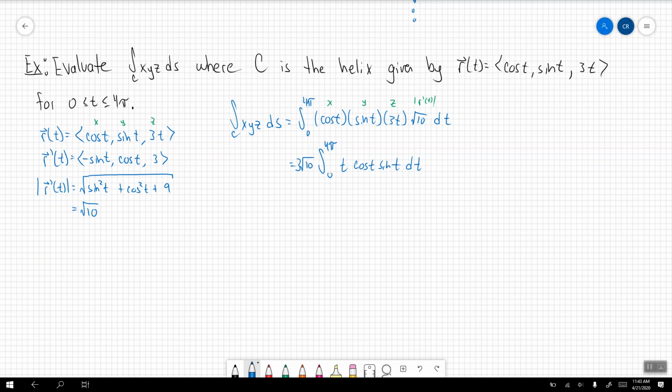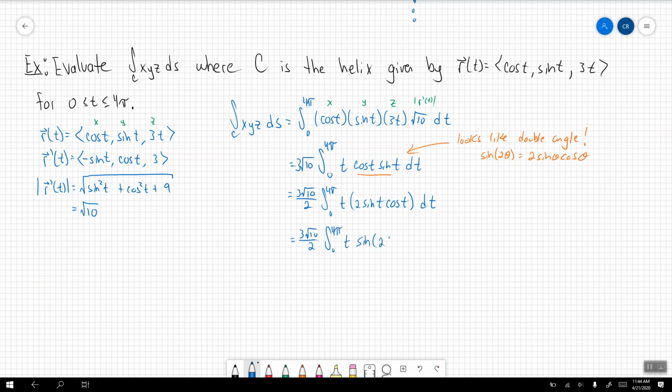Now, one of the things that I look at here is that this piece right in here, cosine t sine t, kind of resembles a double angle, in the sense that it looks like sine of 2 theta, but sine of 2 theta is 2 sine theta cosine theta, which means we're missing that 2. So if I naturally multiply and divide by 2, I can get that to come out. So 3 root 10 divided by 2. If I divide by 2, then I need to insert a 2 in here. So that's going to be from 0 to 4 pi of t times 2 sine t cosine t dt. And again, multiplying by 2 and dividing by 2 just means they cancel out. But now this is a double angle, and because it's a double angle, that's going to be very useful for us. That's now going to be sine of 2t dt.